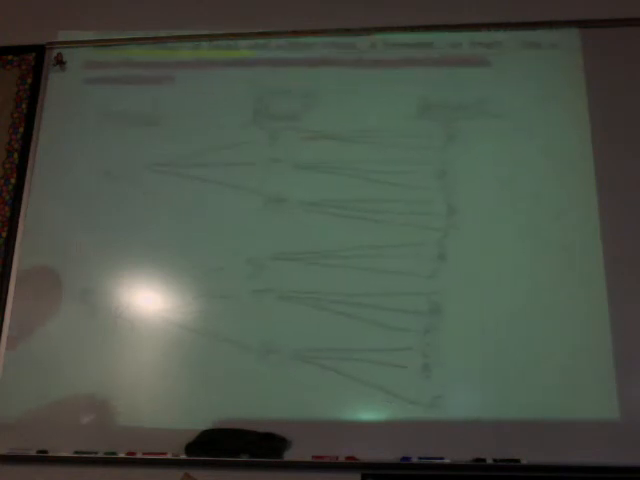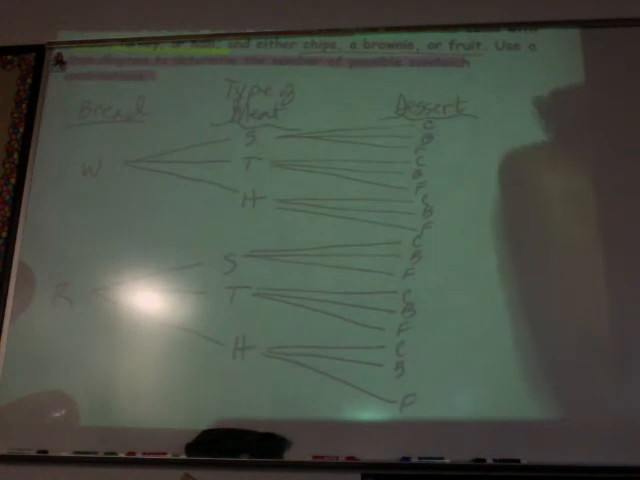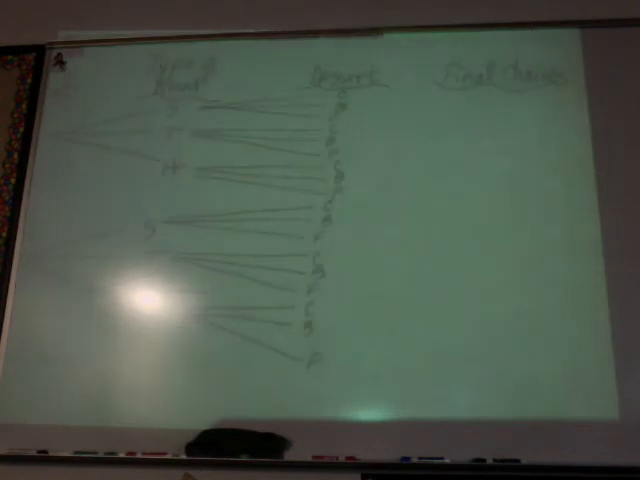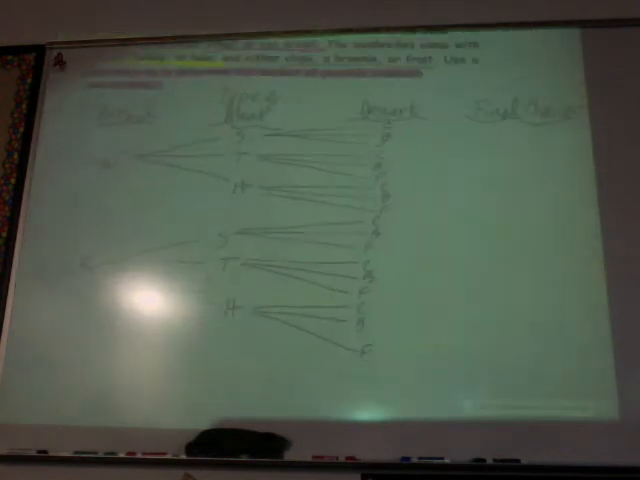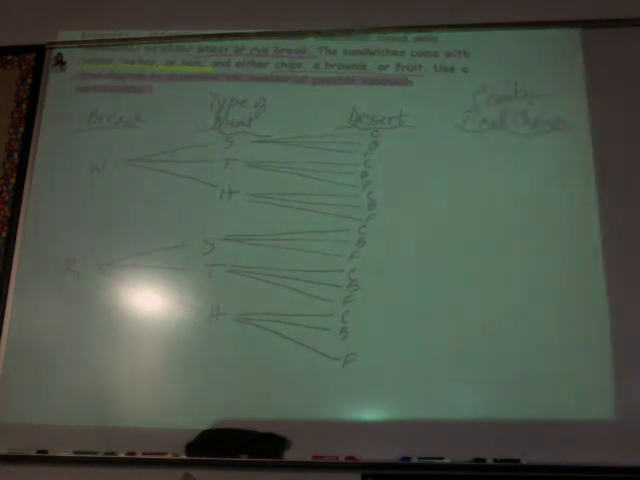And then what you need to do to finish this up is list out your final choice. So you can't leave the tree diagram as is. So your final choice, let me run back here, or you might say combo. They use the combo meal a lot in fast food restaurants.